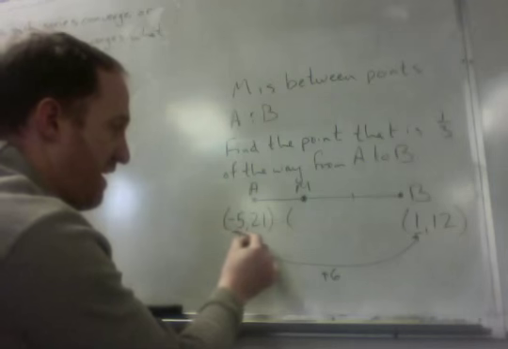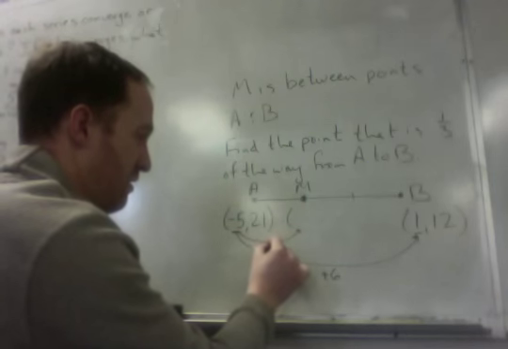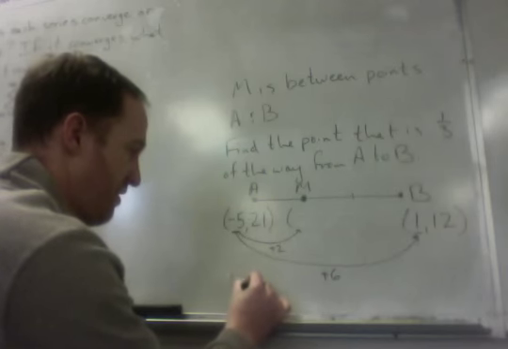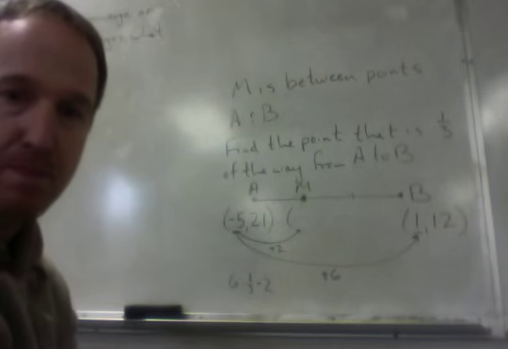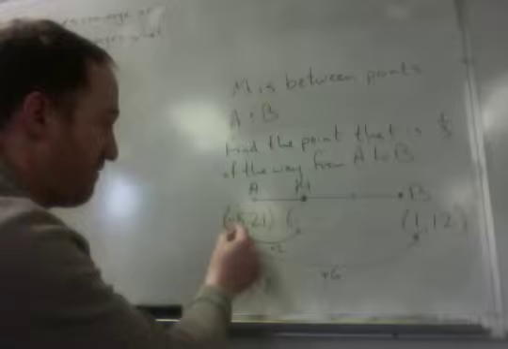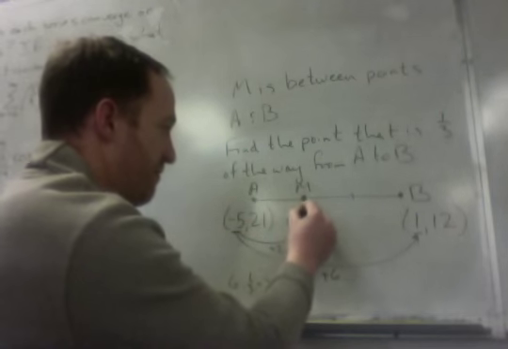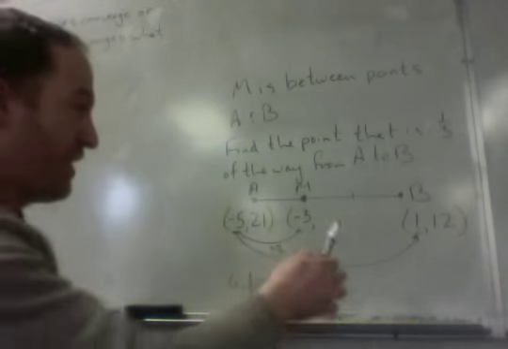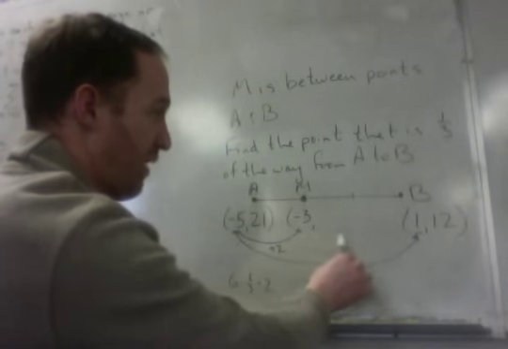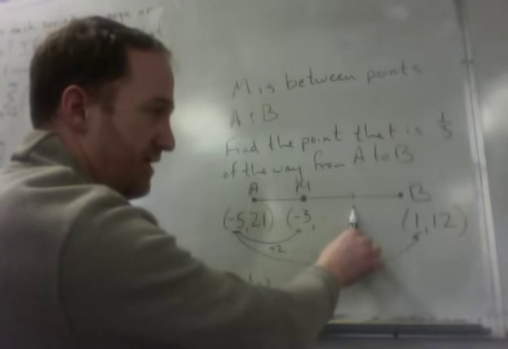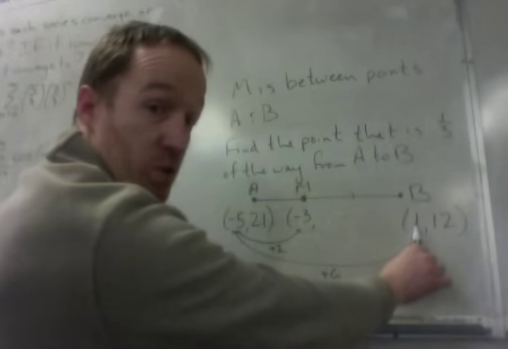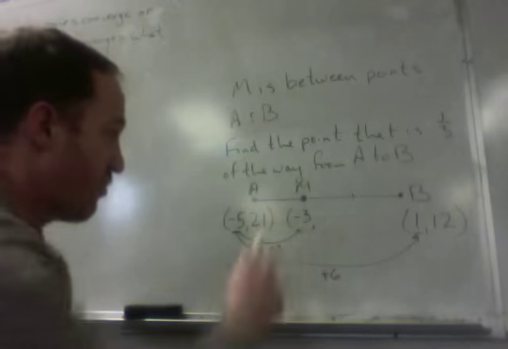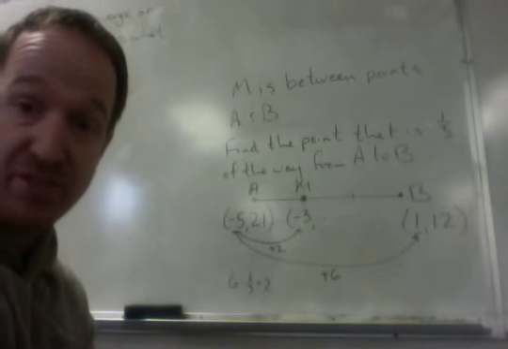So -5 plus 2 is -3. And you can continue counting to check your answer. If you go up 2 again, that would be -1. And if you go up 2 again, that would give you 1. And that's where you wanted to be at the end. So that's the x-coordinate. Now the y-coordinate is very, very similar.